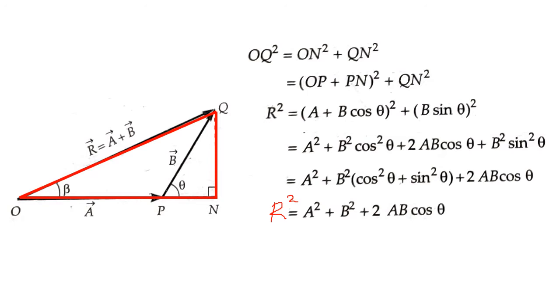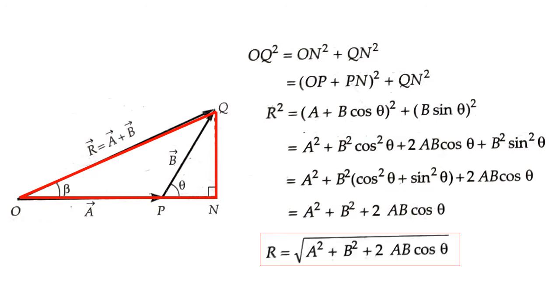Now if I want to find out the magnitude of R only, then what will I do? I will take the square root of this value. So R equals square root of A square plus B square plus twice of AB cos theta. So the magnitude of this R is root over A square plus B square plus twice of AB cos theta. Fine. Now moving on to the direction of our resultant vector.